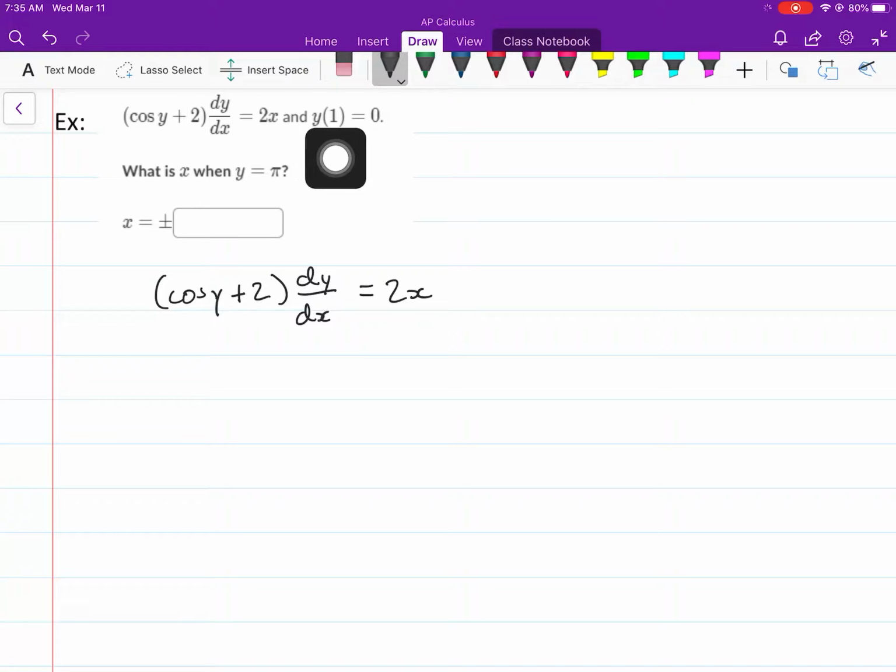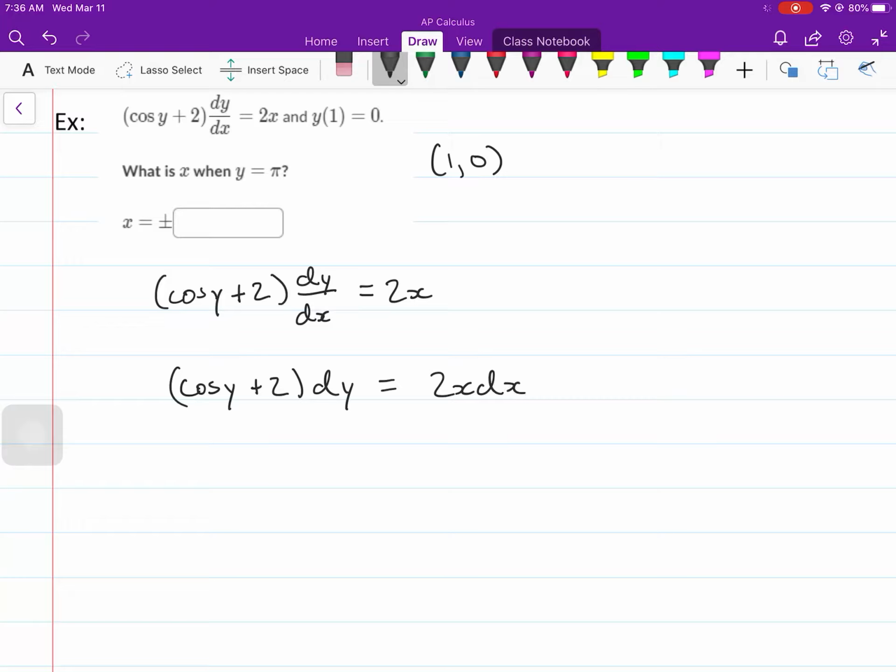And our initial condition is y of 1 equals 0, which is really just saying that when x is 1, our y is 0. So there are different ways you can state that. And so let's go ahead and get this solved. It's another separable. So we have this times dy over dx. So it's okay because there's a multiplication going on between these two. So I'm going to just multiply the dx to the other side to start this out. So what we'll have is cosine of y plus 2 dy equals 2x dx. And we're going to go ahead and integrate both sides now.